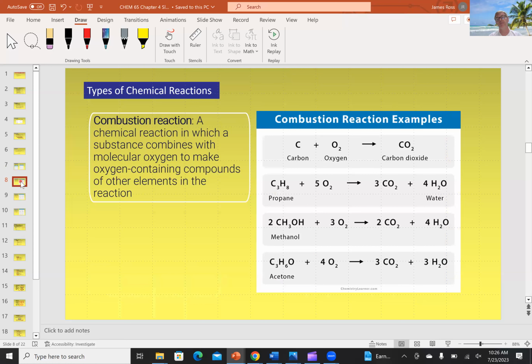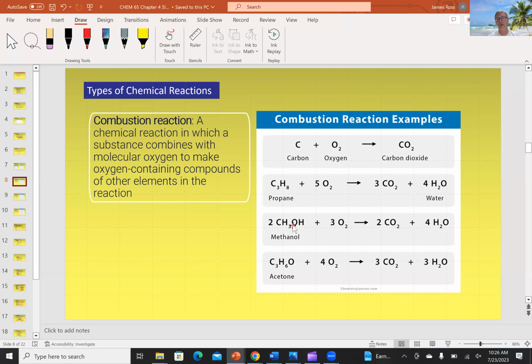Okay, combustion is a different type of reaction. We always have molecular oxygen as one of the reactants in combustion. The other reactant is a fuel. Here, the fuel all contains carbon, but that's not always the case. And with combustion, we want to add molecular oxygen to each element except oxygen in the fuel. So if the fuel is just carbon, we add oxygen to carbon to make CO2. If the fuel is propane, which contains carbon and hydrogen, we add oxygen to carbon to make CO2. We add oxygen to hydrogen to make water.